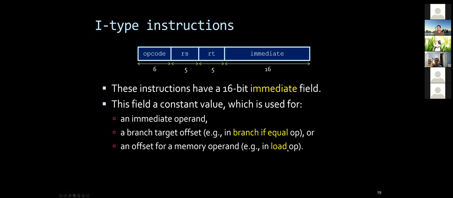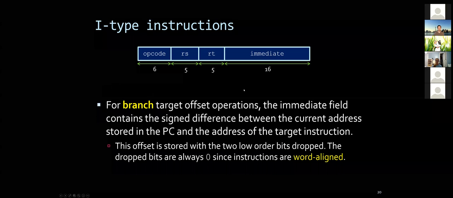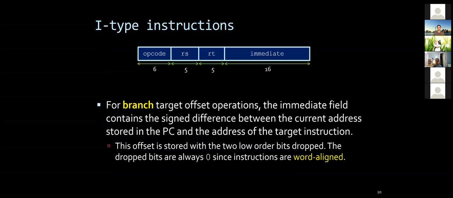Remember, if you want to do a load or store, I need to specify the address, and the address might not be perfectly stored in the register, so I might need some offset from the memory to have it from. So for branch target offset operation, the immediate field contains the signed difference between the current address stored in the PC and the address of the target instruction. What does that sentence mean? It means that here, I typically don't store the absolute address of the instruction. It's very difficult to manipulate those. What we have instead is the offset.